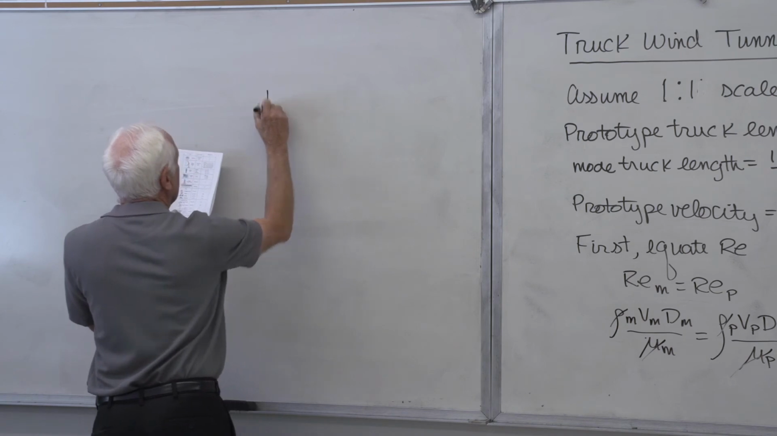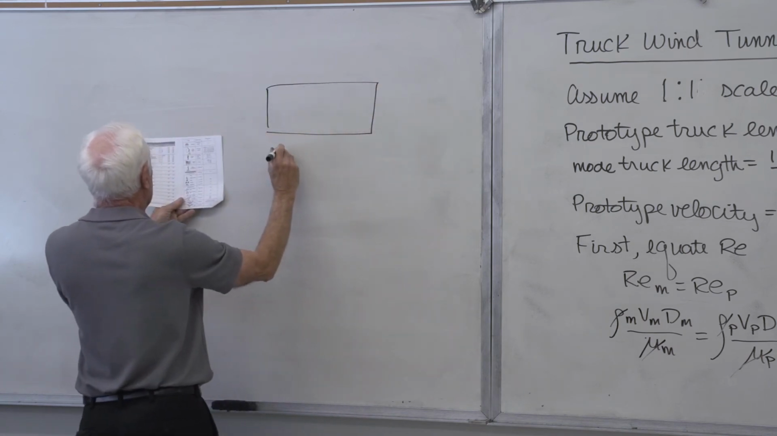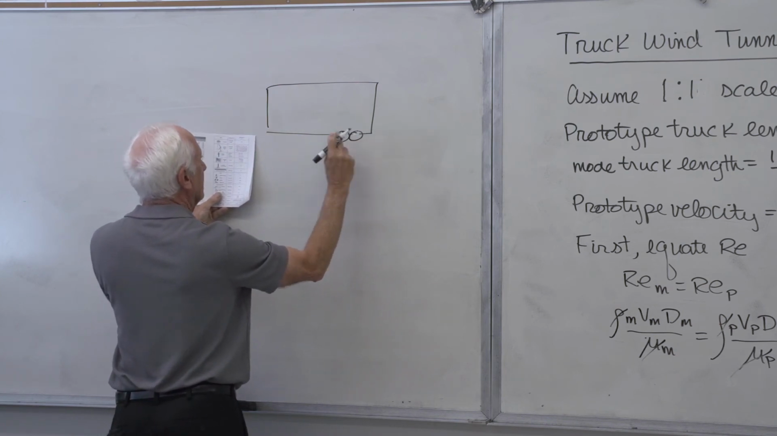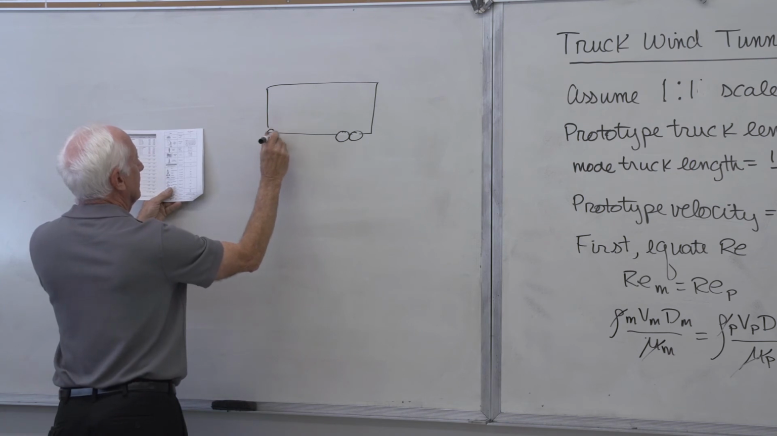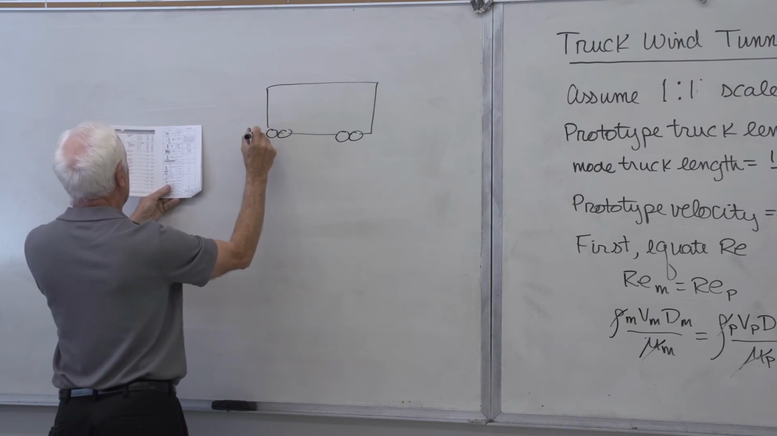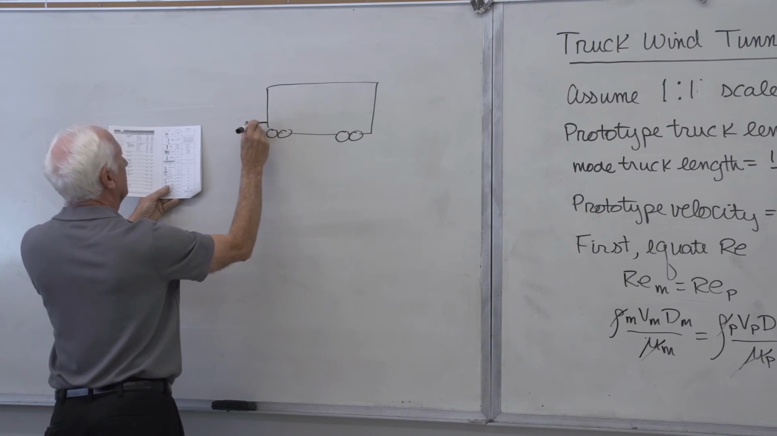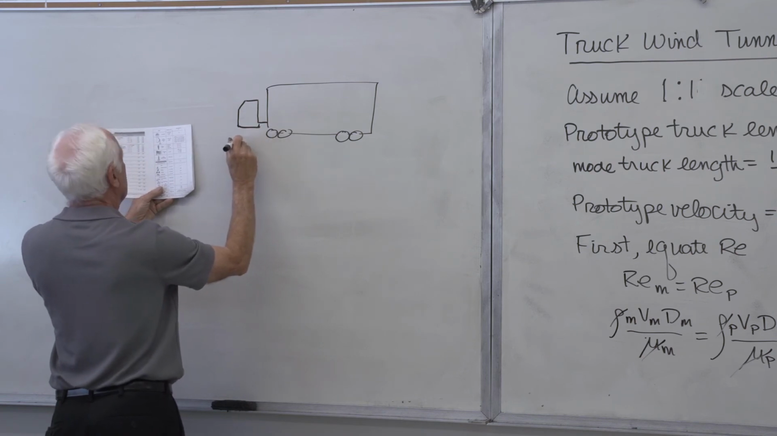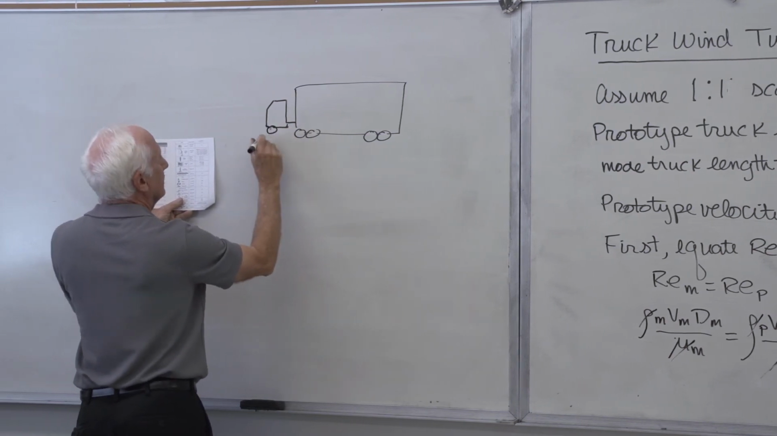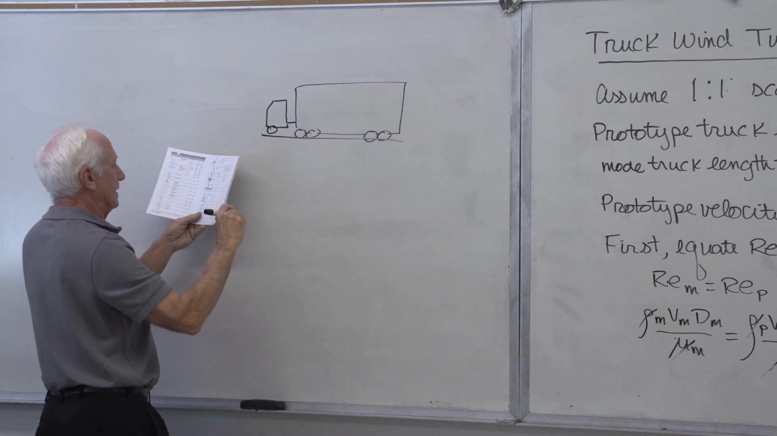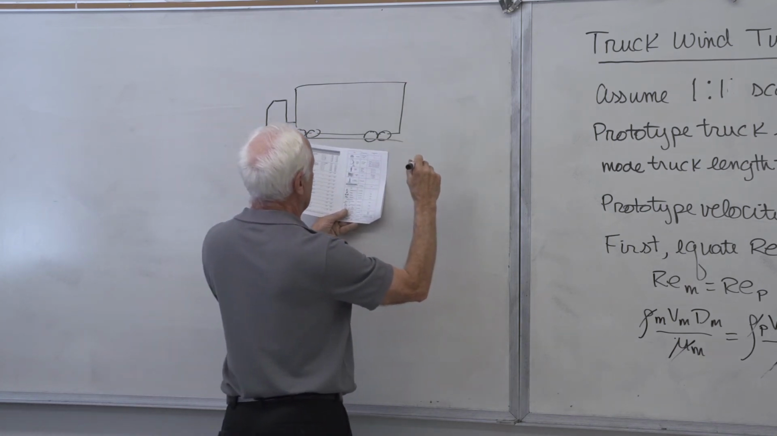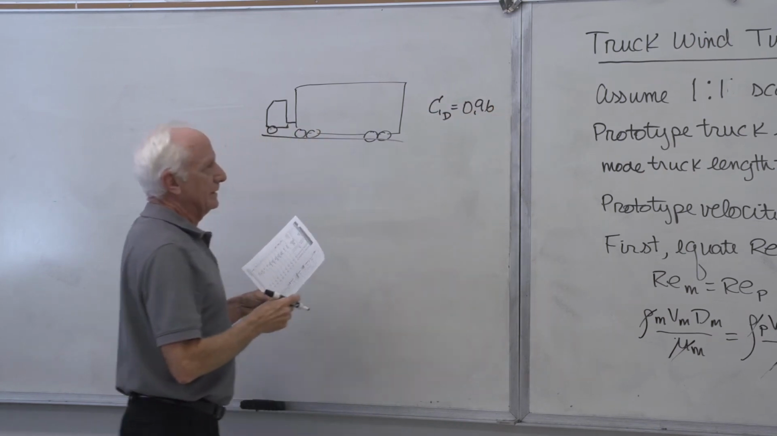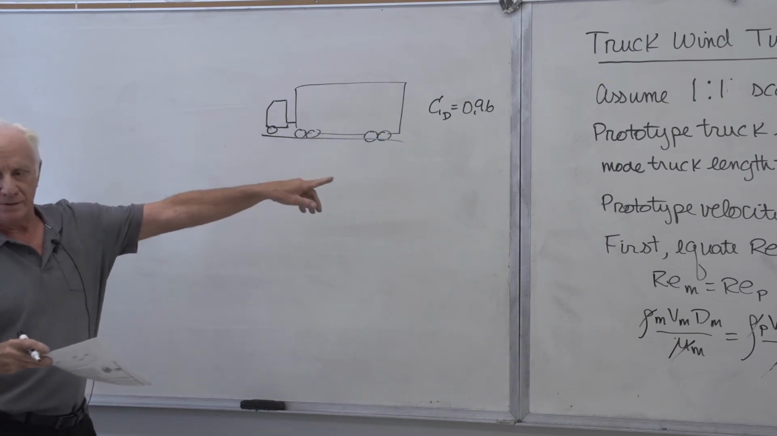Standard. So here's the truck. Okay, let's see the picture. There's our picture. So here's the picture of the truck. And of course you've got the trailer, and then you've got the cab here. And C sub D 0.96. How'd you get that? You put a model in the wind tunnel and tested it like I just showed you.